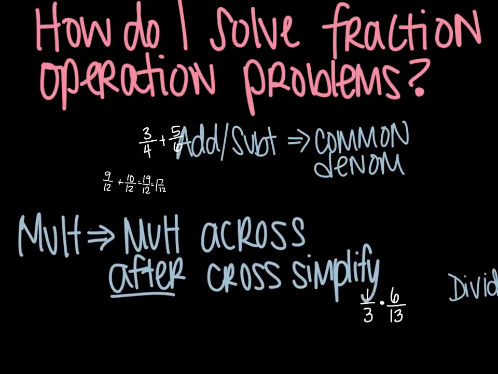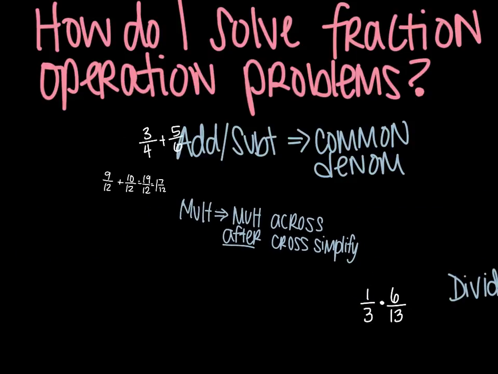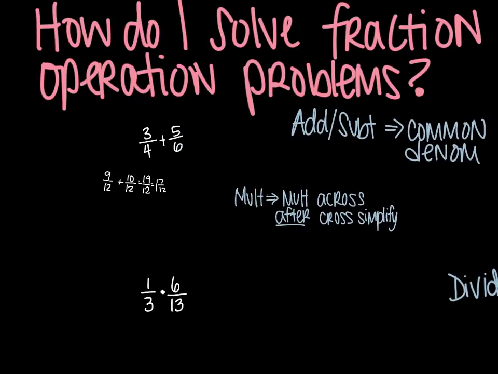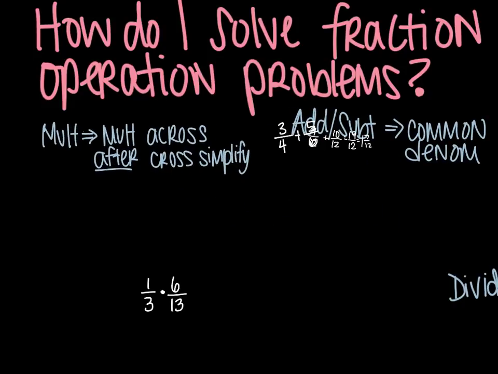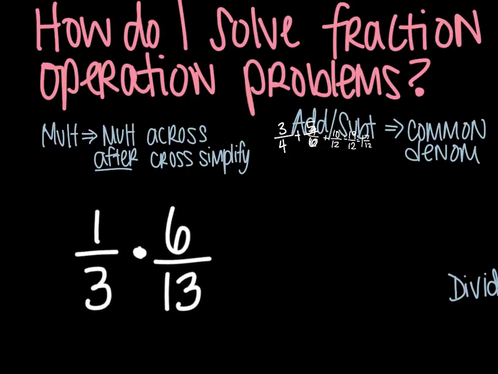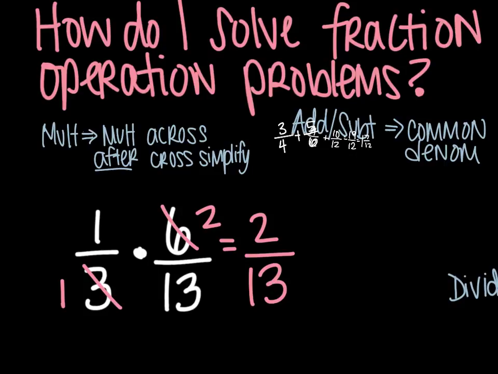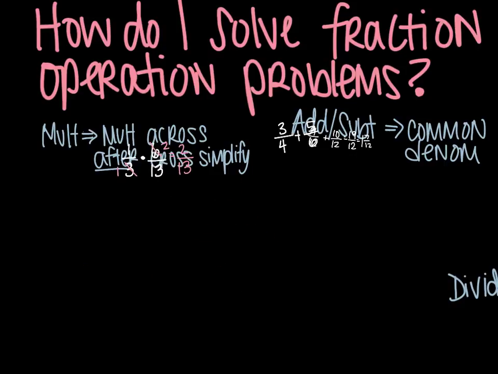Multiplying. You multiply across after you cross simplify. Being able to cross simplify is going to make your life way easier, so be in the habit of doing that. I can cross simplify the 3 and the 6. 3 goes into 3, and 3 divided by 3 is 1. 6 divided by 3 is 2. Now I multiply across. 1 times 2 is 2. 1 times 13 is 13. There's my answer in already simplified form.